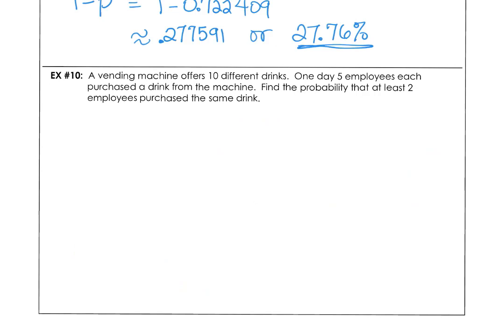In our final example, it's similar to example 9. So we have the probability of a vending machine offers 10 different drinks, and one day 5 employees each purchased a drink from the machine. We want to find the probability that at least 2 employees purchased the same drink.